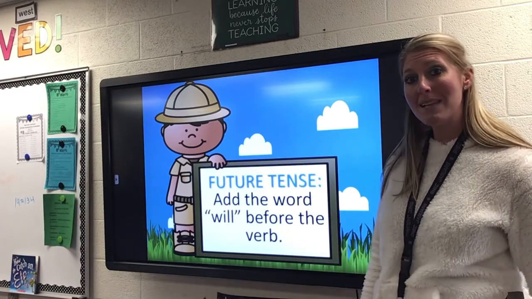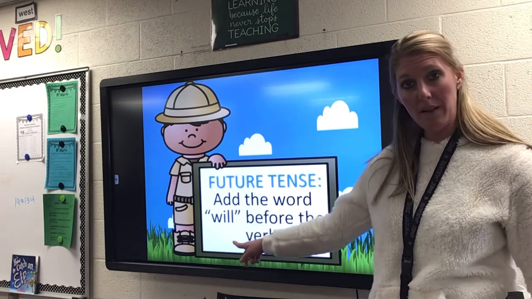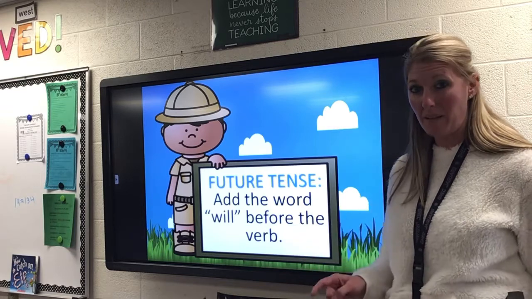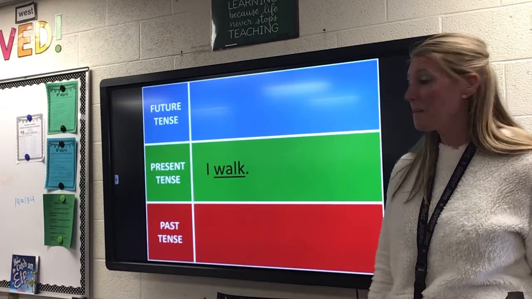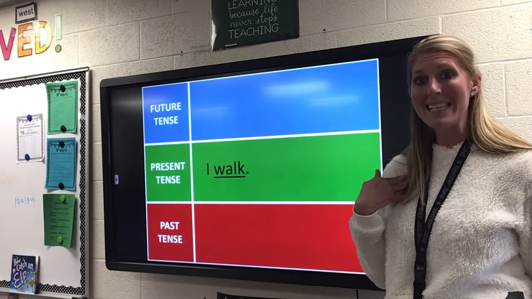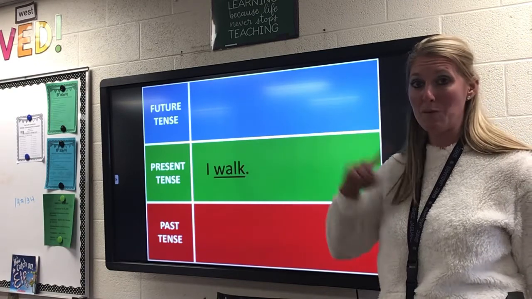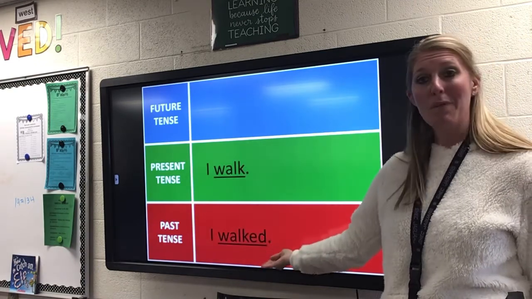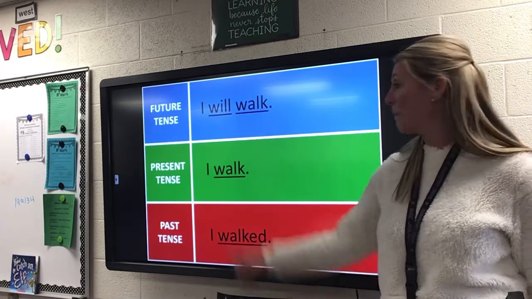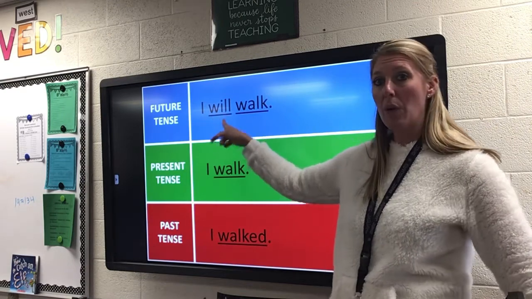And for a future tense verb, what we're going to do is add the word will before the verb. So we have to add that keyword will. So let's look at some examples. I walk. I is the noun, the subject. What is I doing? The verb is walk. So we're just going to leave walk the same because it's one person. Now, if it already happened, I'm going to say I walked. If it's going to happen, I'm going to leave the verb the same, walk, and I'm going to add the word will. I will walk.